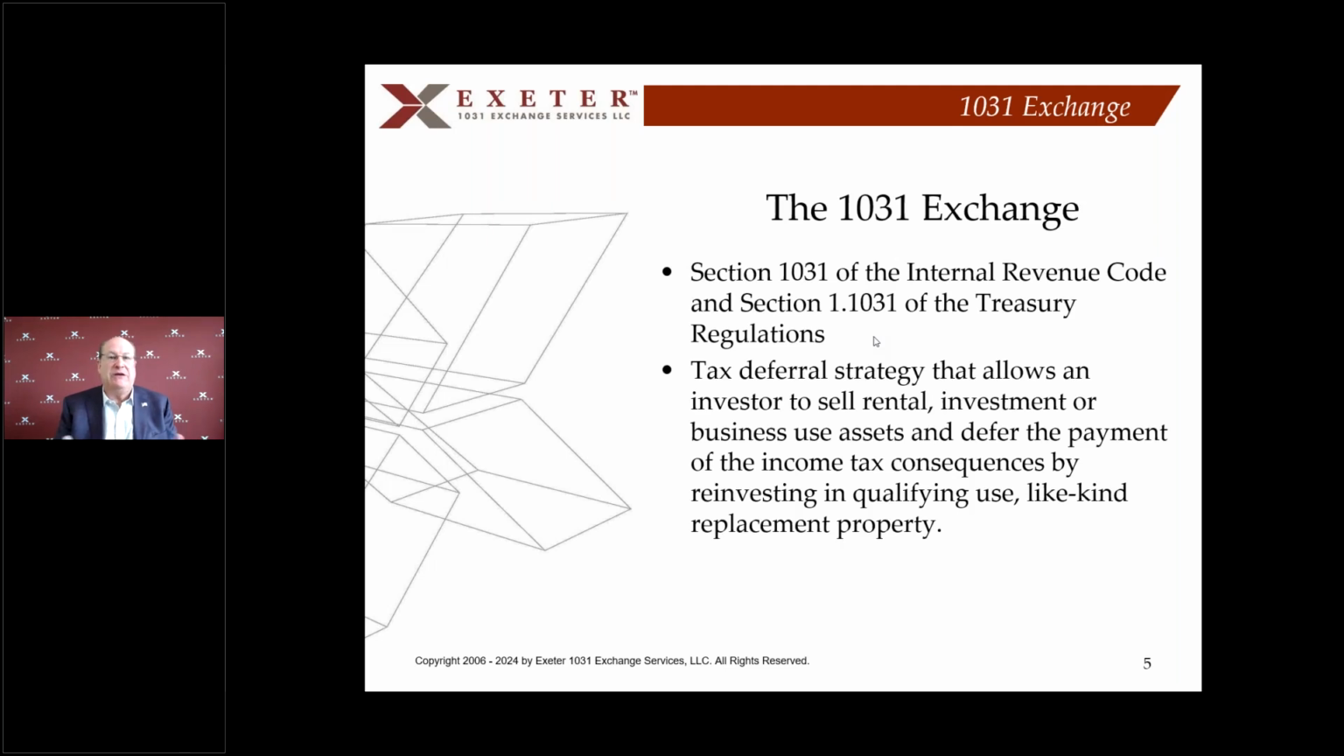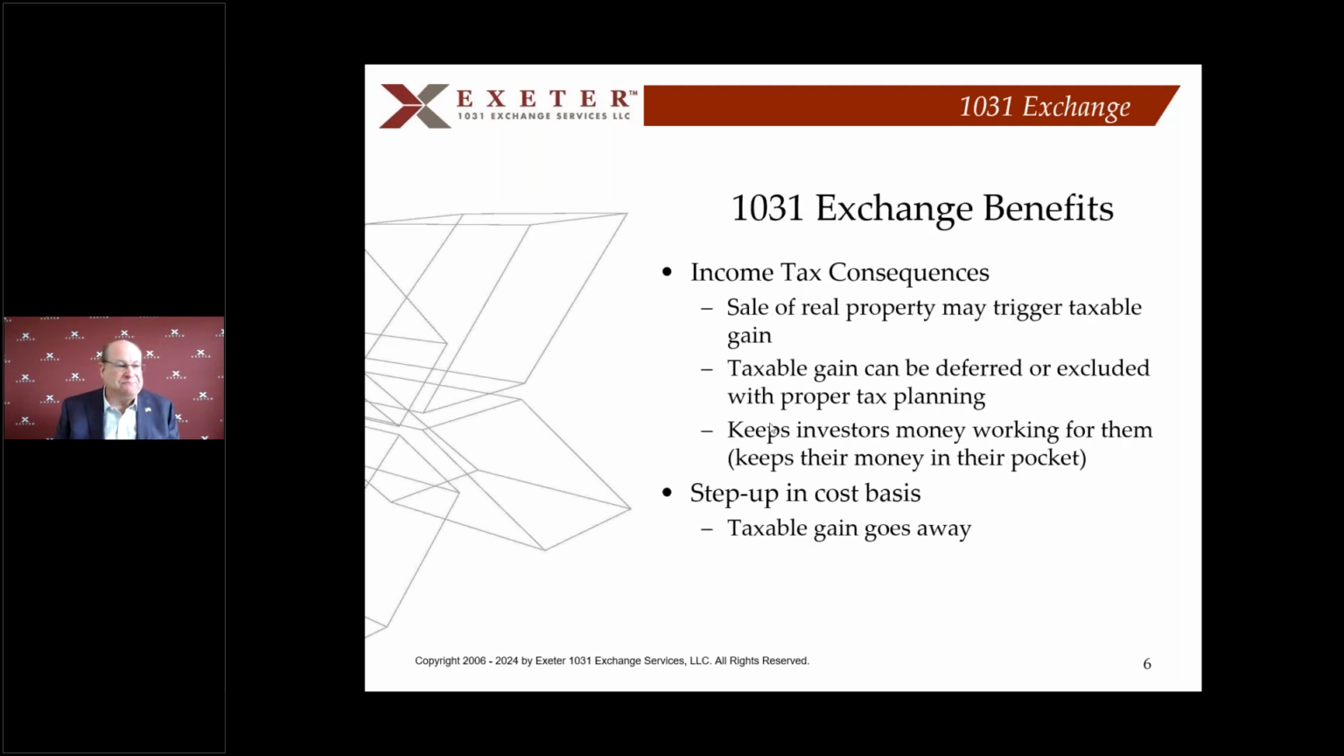So all the tax consequences, such as capital gain taxes, depreciation recapture taxes, the Medicare surcharge, the 3.8% tax, and things like that can be deferred or avoided because the actual taxable gain is being deferred through the 1031 exchange by reinvesting in other rental, investment, or business use property.